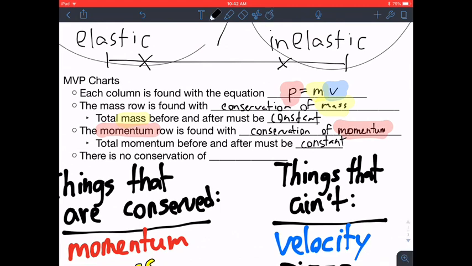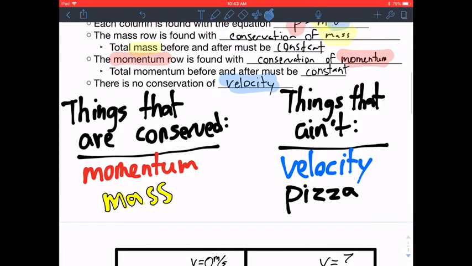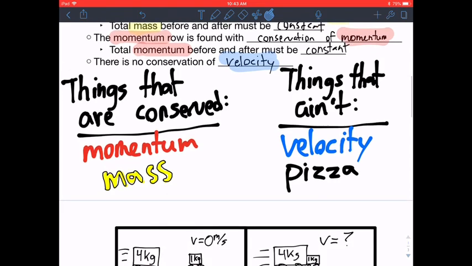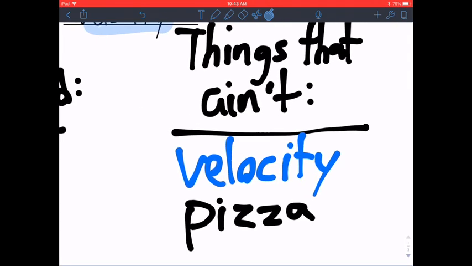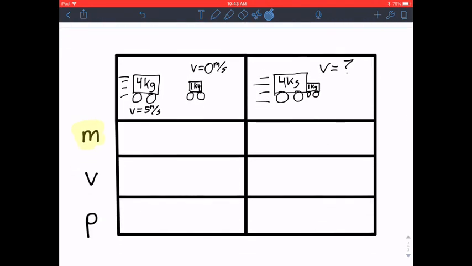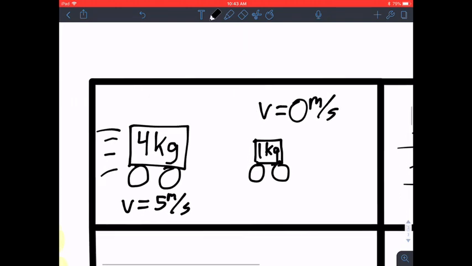The last thing we need to know is that the V in MVP, which stands for velocity, is not conserved. So there is no conservation of velocity. Now, we wrote down and highlighted a whole bunch of things, but I've combined it together in a handy little chart right here that tells you things that are conserved, mass and momentum, and things that ain't. All right, let's look at our MVP charts. So let's say we had this problem. Over here on the left, we have our before picture.